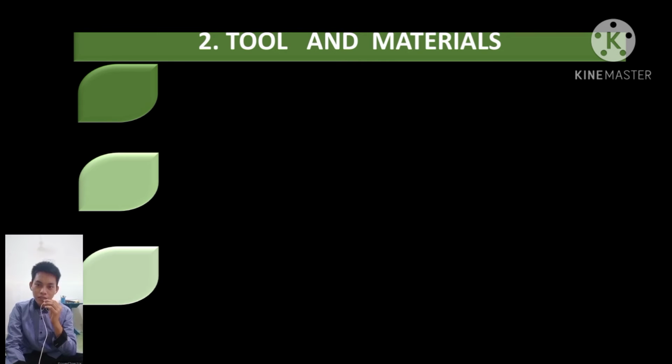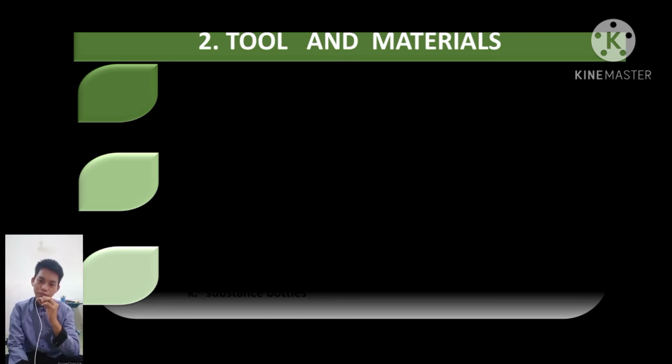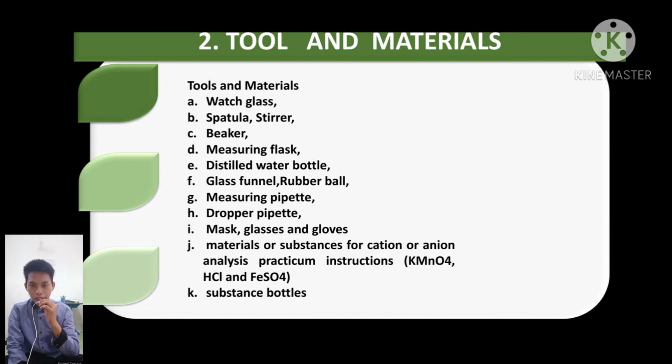Okay, the second discussion about tool and material. Tool and material. 1. Watch glass. 2. Spatula stirrer. 3. Beaker. 4. Measuring flask. 5. Distilled water bottle. 6. Glass funnel, rubber bulb. 7. Measuring pipette. 8. Dropper pipette.